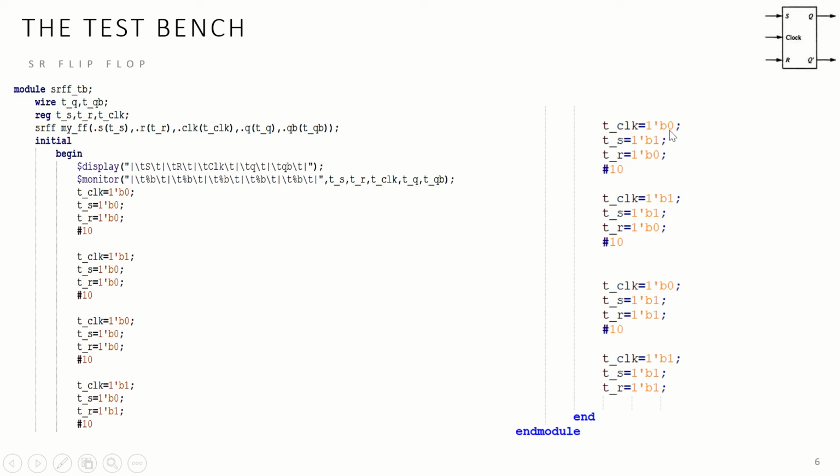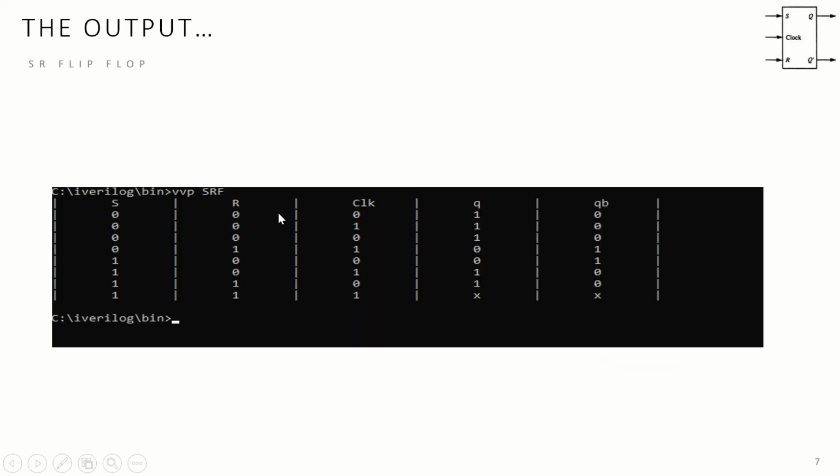You can see that here clock is 0, S is set to 1, R is set to 0. Clock is 1, S is 1, R is 0. We have tried out all the possible combinations, and this is the output that we have got. Now we need to check if this output is really sensible and meaningful. Let's understand that.